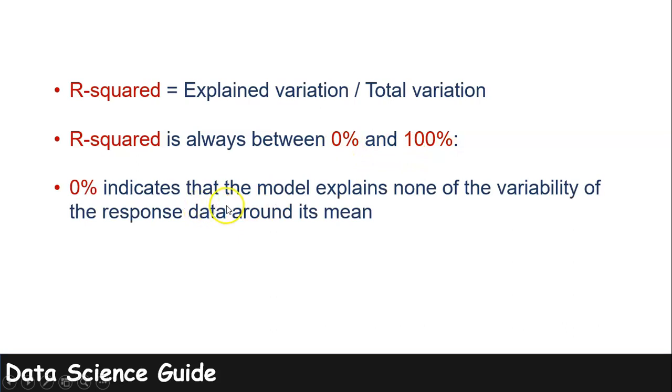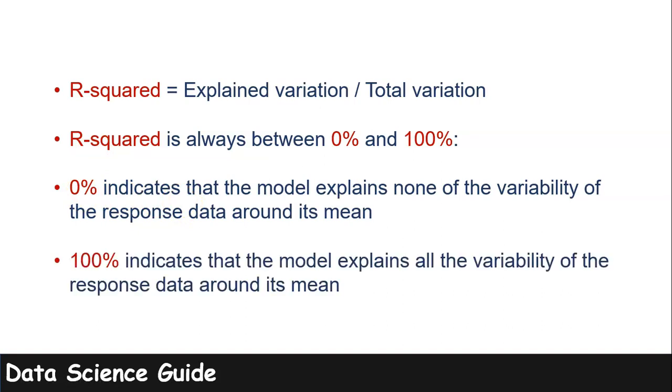0 indicates that the model explains none of the variability of the response data around its mean. In other words, independent variables don't have any impact on the dependent variable. So if these independent variables go up and down, their values change all the time, they don't have any impact on the change of the dependent variable. So when we get an R squared equal to 0%, that means the prediction power of that model is 0.